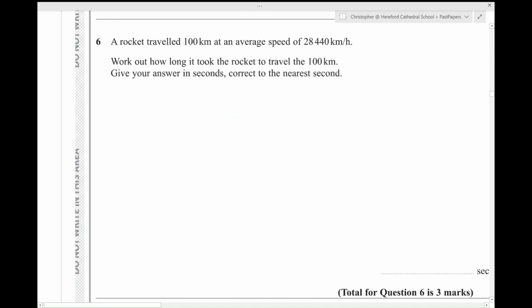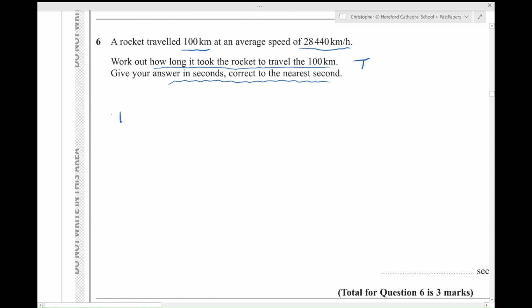Question 6. A rocket travelled 100 kilometres at an average speed of that many kilometres per hour. Work out how long it took the rocket to travel the 100 kilometres. So we need to work out the time here. And we need to give our answer in seconds, correct to the nearest second. Right, so let's work out the time.